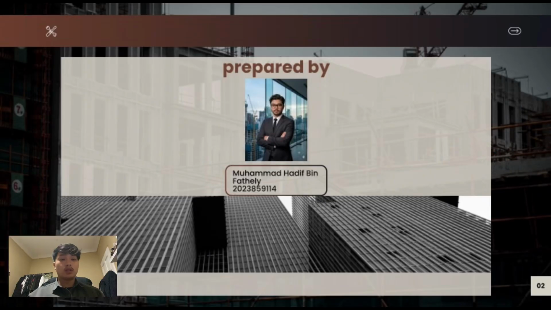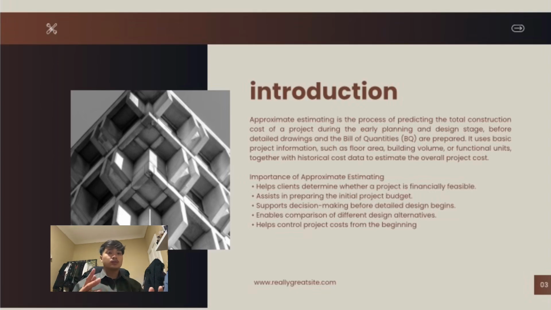So first of all, I would like to introduce, my name is Muhammad Hadif bin Fadili, and I'm from class AP126 6B. For the introduction, approximate estimating is the process of predicting the total construction cost of a project during the early planning and design stage, before detailed drawings and bills of quantities or BQ are prepared. It uses basic project information such as floor area, building volume, or functional units, together with historical cost data to estimate the overall project cost.